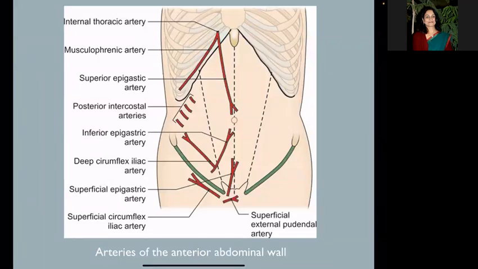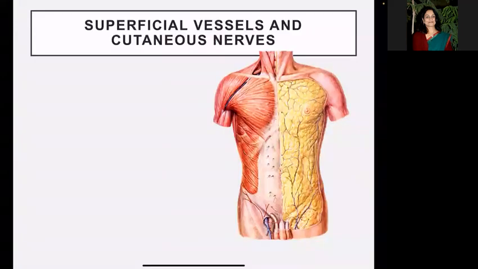So again, this is superior epigastric artery, this is inferior epigastric artery. Superior epigastric artery is a branch of musculophrenic artery, and inferior is a branch of external iliac artery. Then on the lateral side, from the intercostal arteries and the superficial branches of femoral artery. And we'll talk about veins.